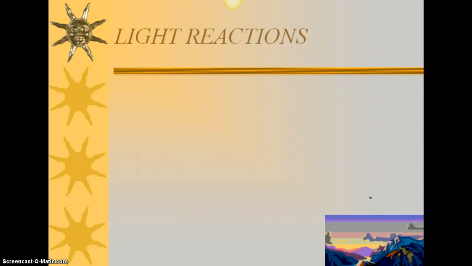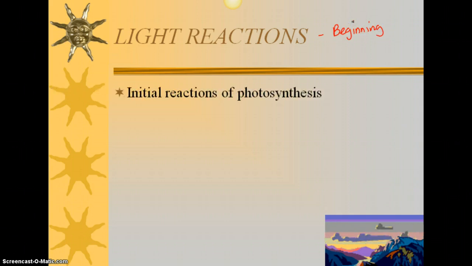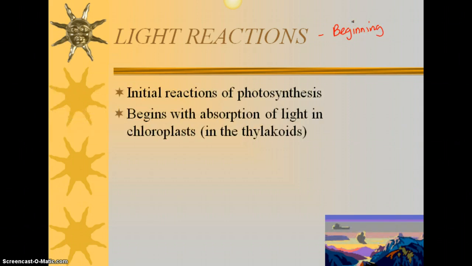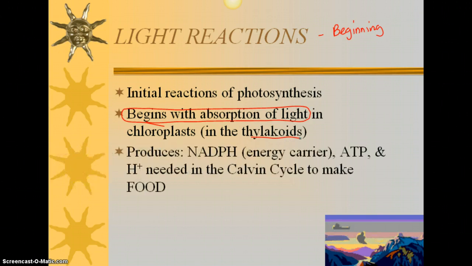All right, so we're going to get into the first part of photosynthesis. So this is the beginning of photosynthesis, the light reaction. And in the light reaction, it obviously needs light. So it begins with the absorption of light, happens in the thylakoids, and this is what is produced.